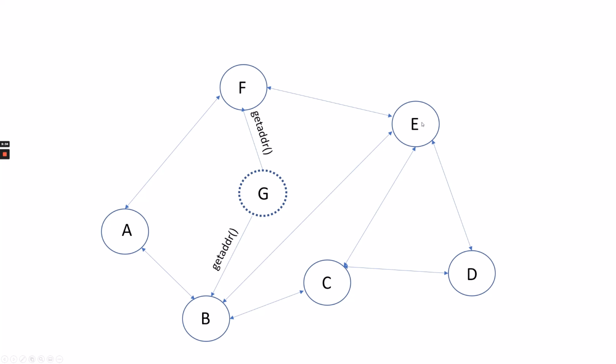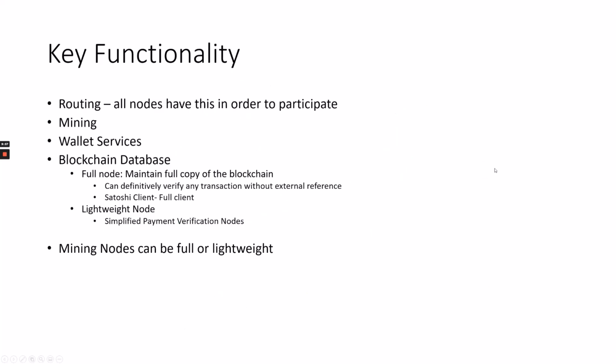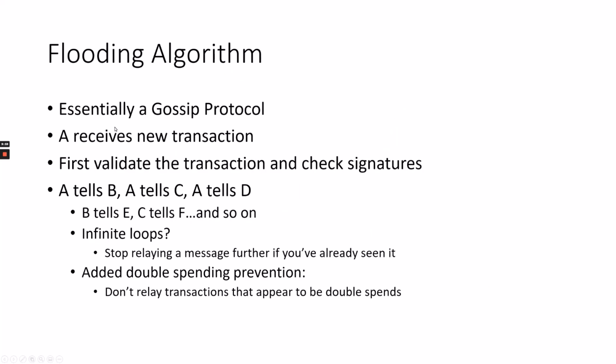And if we let this be, what would basically happen is we would have infinite loops, because D would tell C, C would tell B, B would tell E, and then E would again tell D, E would again tell C. So there's a possibility of infinite loops going on here. There's a very simple check for this. If you've already seen a specific transaction, don't relay it again. That's how you put a check on infinite loops. So don't relay messages you've already seen.